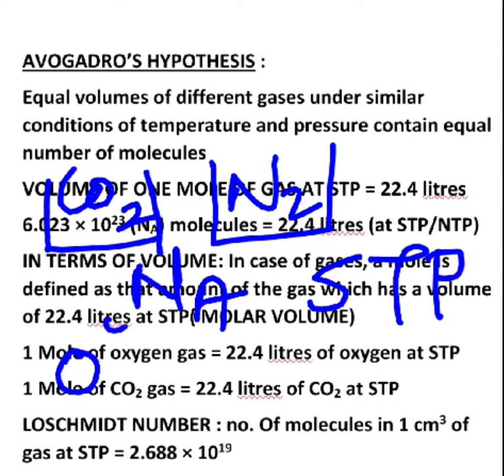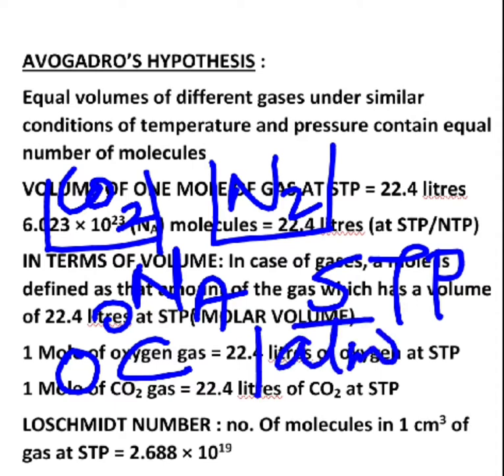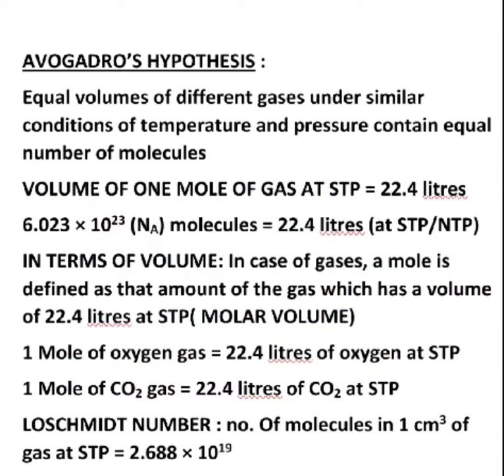STP conditions means 0 degrees Celsius and the atmospheric pressure is maintained. So atmospheric pressure is 1 atmosphere, or in terms of bar pressure I can say it is 1.01 bar pressure, right? Then what is the hypothesis saying to you? It says that gases having an equal number of molecules must have the same volume, and this volume is experimentally found to be the same, equivalent to 22.4 liters.